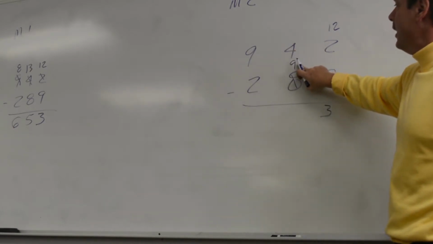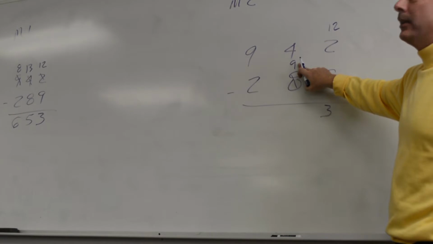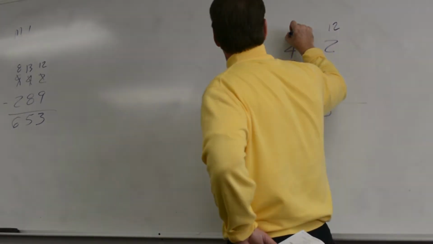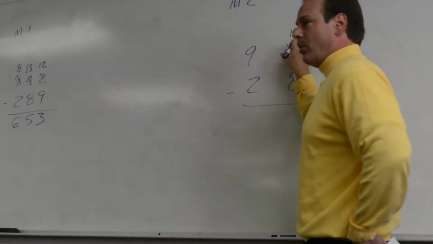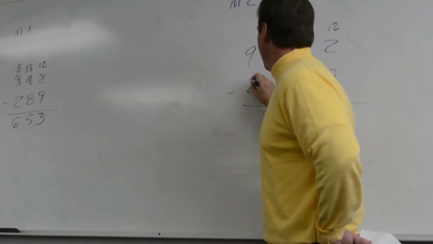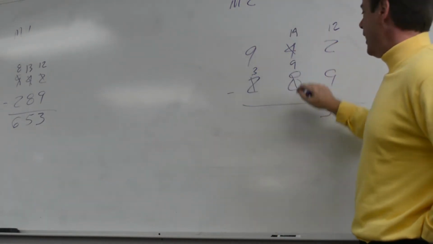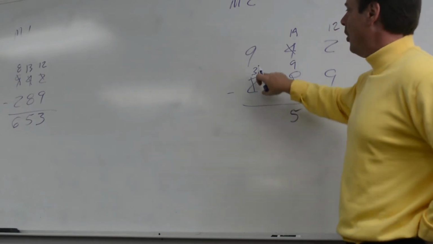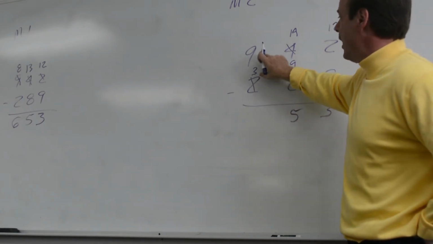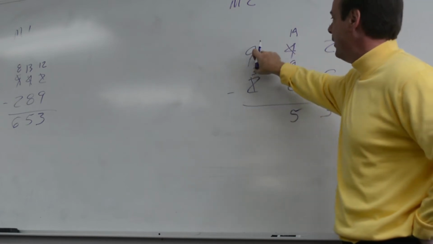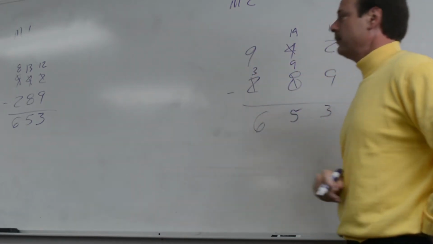4, and we're going to subtract 9. We can't do that, right? What do we do? We call this 14. If we increase this by 10, this goes up by 1. Now it's 3. Now, 14 minus 9, 5. Over here, it was 9 minus 2, but since we increased it, it's 9 minus 3, 6.